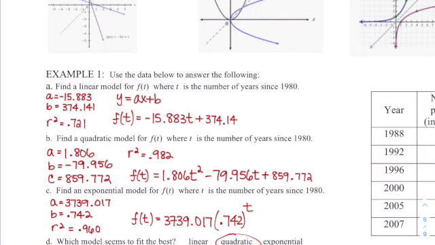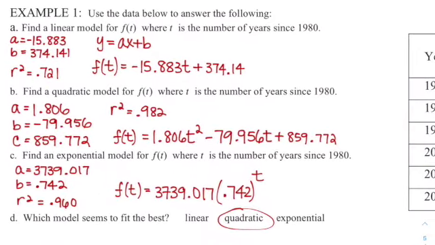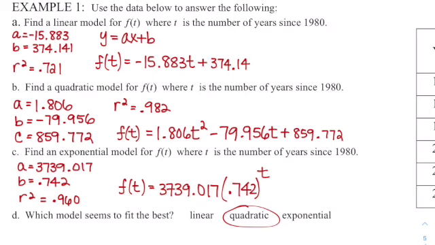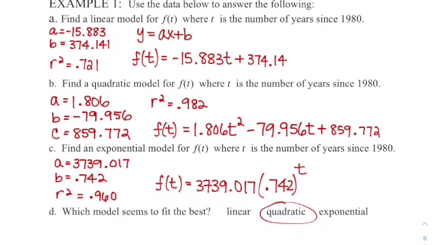Letter D asks which model seems to fit the best. Well, the quadratic definitely fits the best. Look at how close to 1 the R squared value is. I'm going to say, okay, since that is the closest one, that is the model we should use. I'm going to try to use that one to predict the number of polio cases in 2013.